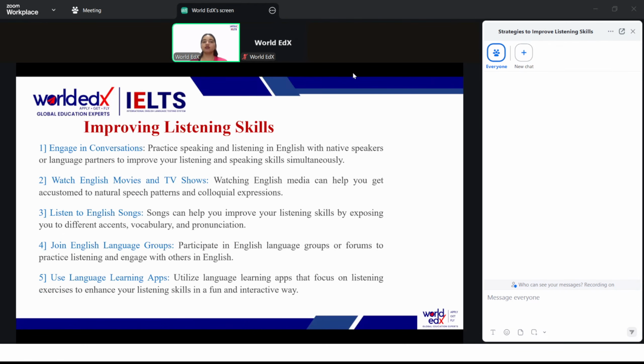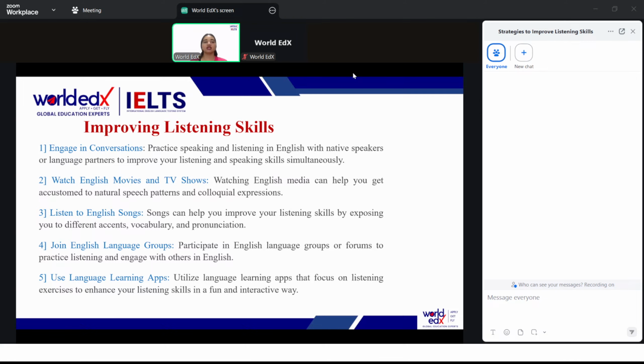Now, coming to some ways of improving listening skills. A is engage in conversations. When you want to really get better at your craft, you can ask somebody to practice with you, make them ask questions, and you should also ask them some questions. Or you can silently observe two people talking in English, and see if you're able to understand or not. In this way, you will be able to understand the way they are speaking. You will be able to even communicate. So this is something that you can do.